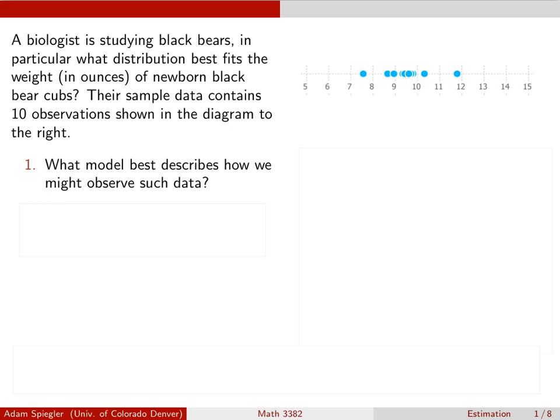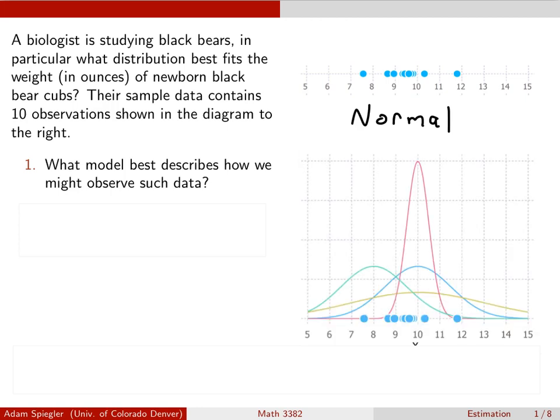So for all of these observations, we might first just look at the data and say, what model would make sense to fit that data? In this case, I think we would have a pretty strong argument to say we should use a normal distribution to model this data. Here's a bunch of normal distributions that we can overlay on top of our data.